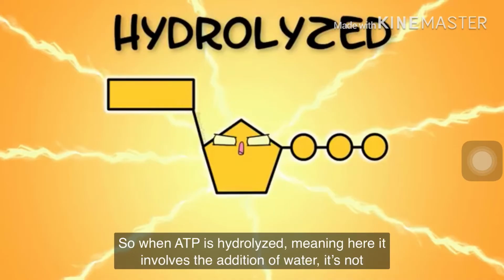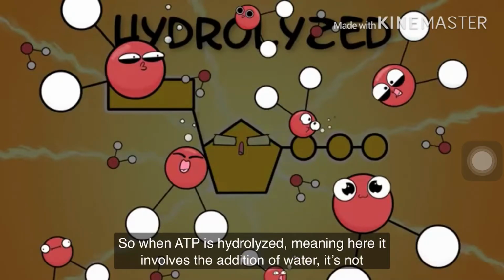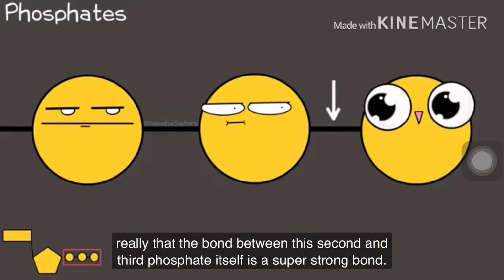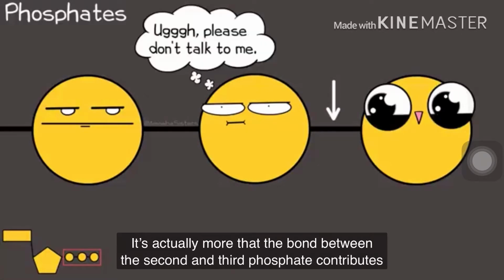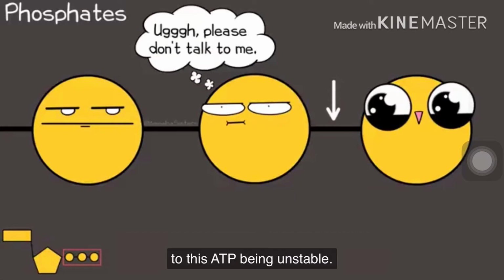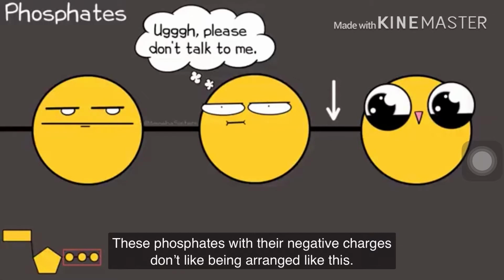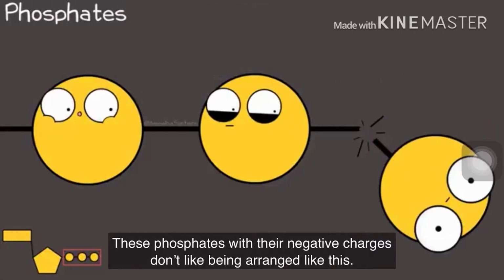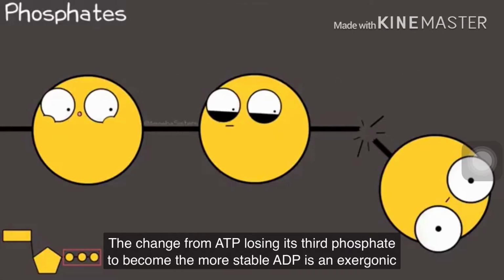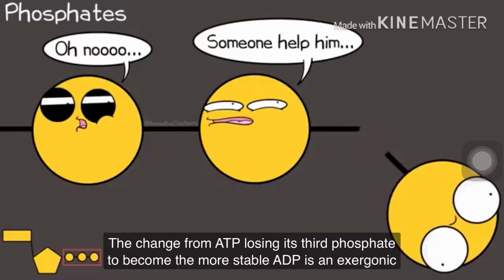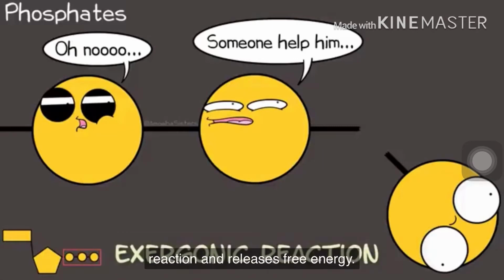So when ATP is hydrolyzed, meaning here it involves the addition of water, it's not really that the bond between the second and third phosphate itself is a super strong bond. It's actually more that the bond between the second and third phosphate contributes to this ATP being unstable. These phosphates with their negative charges don't like being arranged like this.